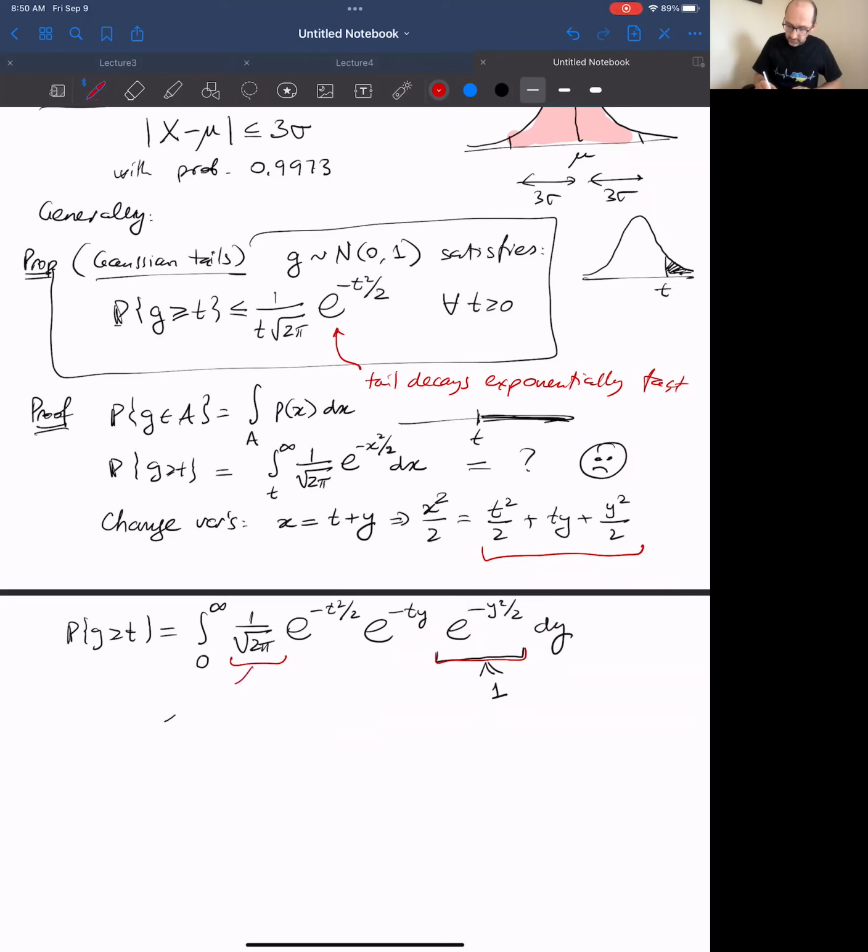This number, easy, take it out. This number is actually constant too, because we integrate in y. So we can take it out. And we get 1 over root 2 pi, e to the minus t squared over 2, integral e to the minus ty dy. That we can do. This thing is easy. It's just an integral of the exponential.